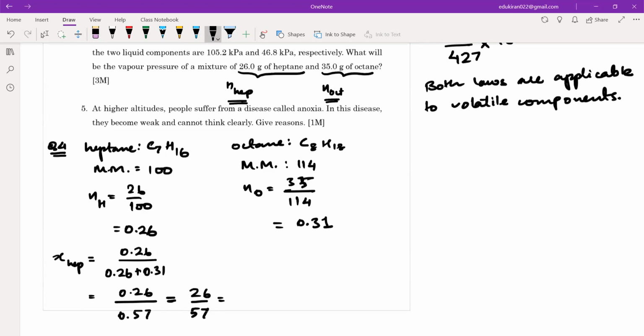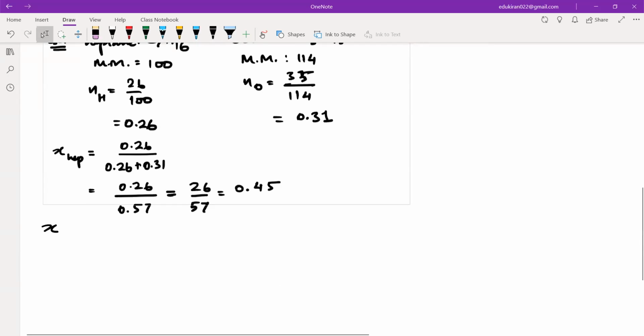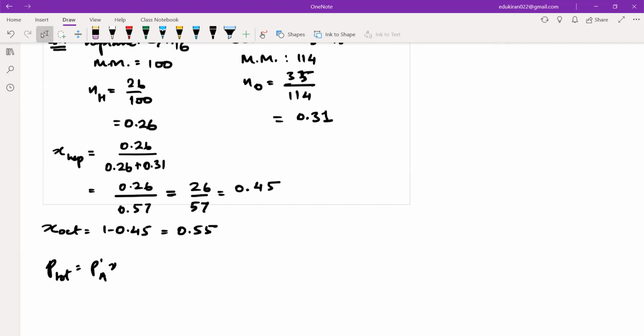I think it will come to around 0.45 or 0.46. Okay, keep it as 0.45, and the mole fraction of octane will be 1 minus 0.45, which will be equal to 0.55. Okay, now P total is equal to P naught A chi A plus P naught B chi B.